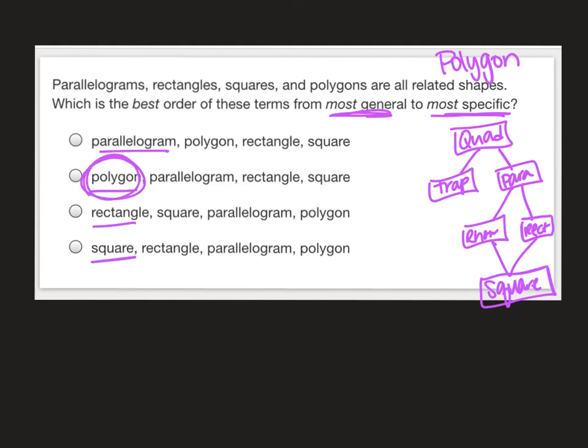And if you notice, as we go down this flow chart, the next choice is parallelogram, then rectangle, and then square. So you can tell it's going polygon, parallelogram, rectangle, square. So it definitely went from most general to very specific at the end. So that second choice is your answer.